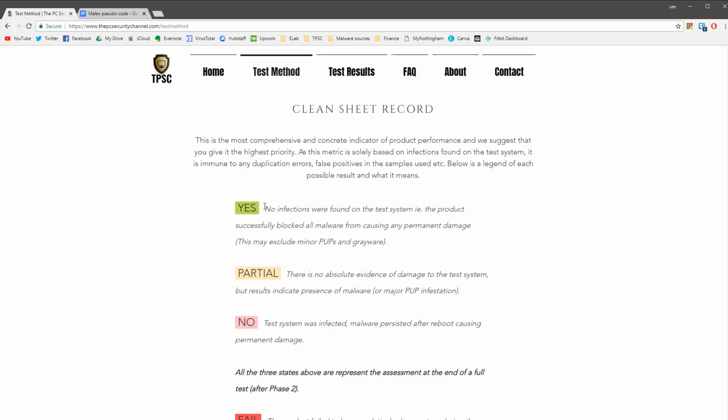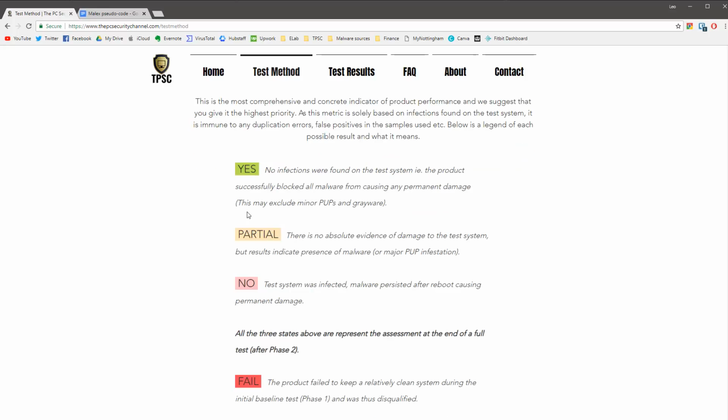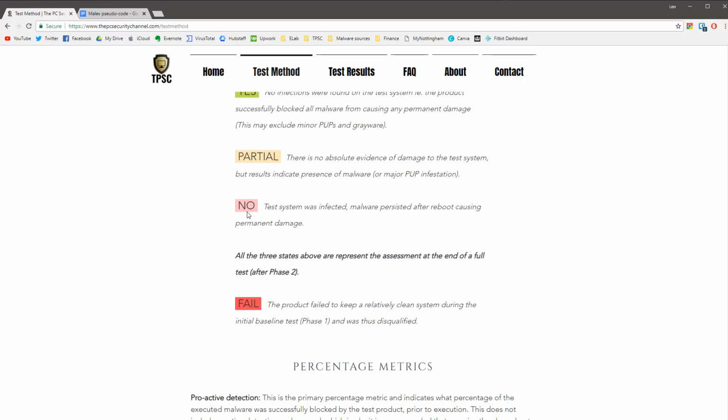The third type of result when it comes to clean sheets is no, which means the test system was infected, there is persistent malware after reboot, there's something that shows up, maybe there's something active on the system. In that case, the product does not get a clean sheet. All of these three results refer to the state of the system at the end of the full test, which includes both phase one and phase two. However, if a product does not get to phase two because it's disqualified at phase one, it gets a fail.